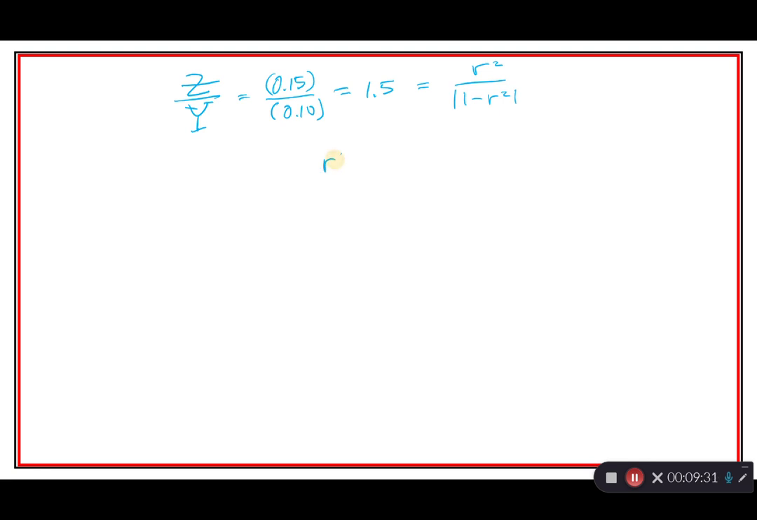So now what we do is take r squared is going to be equal to 1.5 times 1 minus r squared. Of course, that's the absolute value of that. You have to decide whether it's going to be positive or negative. And you get r is equal to 0.7746 or 1.732.